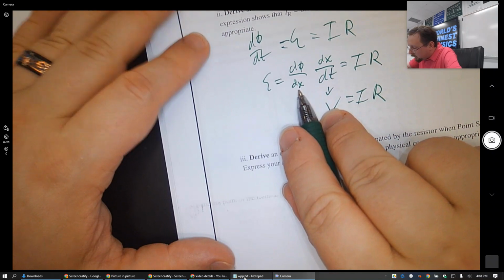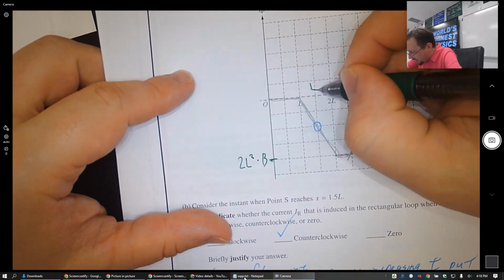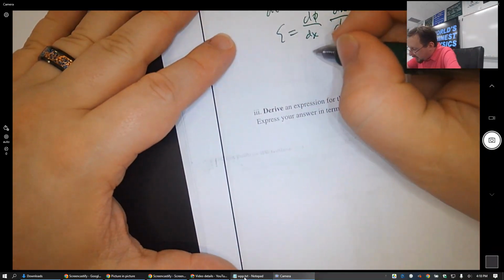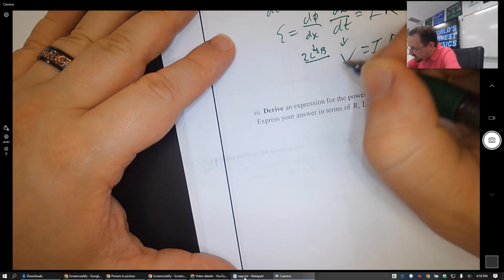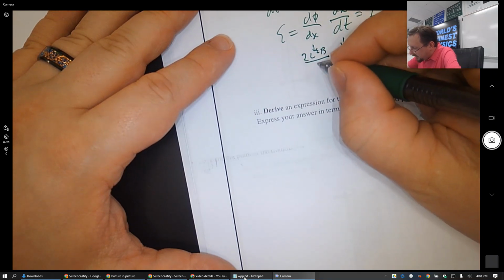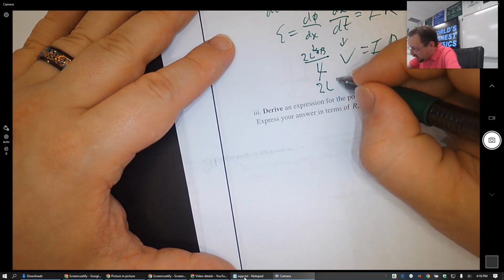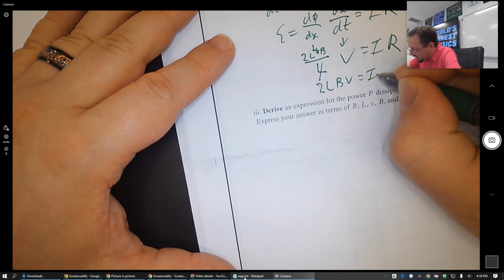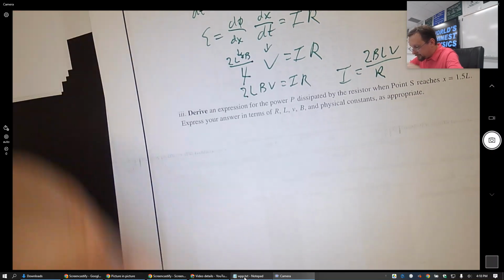And then what is delta flux over delta x? 2L squared B is the rise. The run is L, making 2LBV equals IR. So then I would be 2BLV over R. I've always written it in that order.